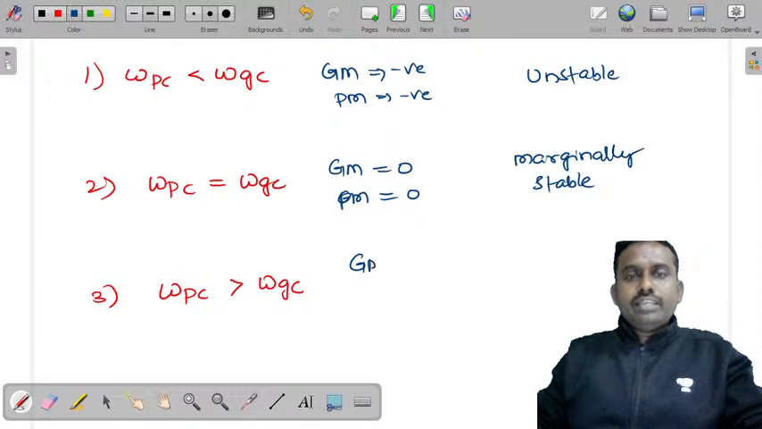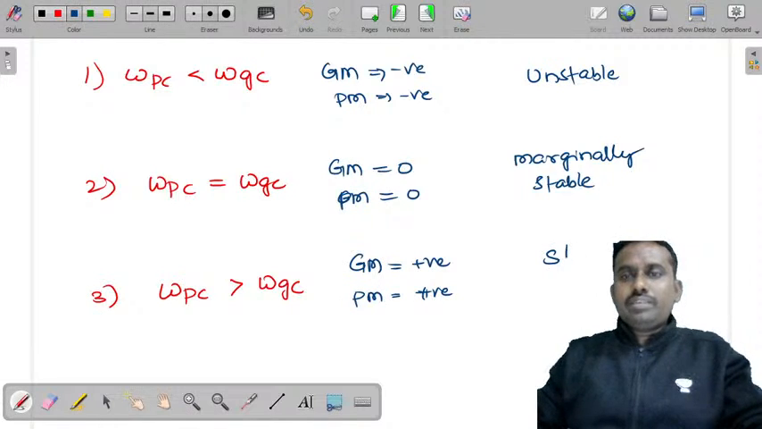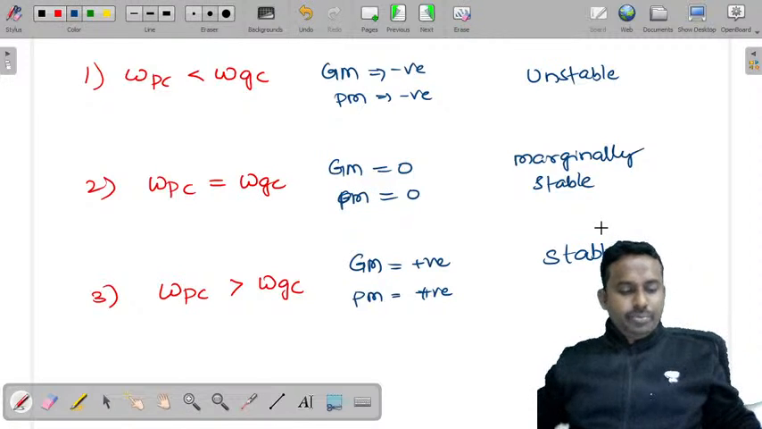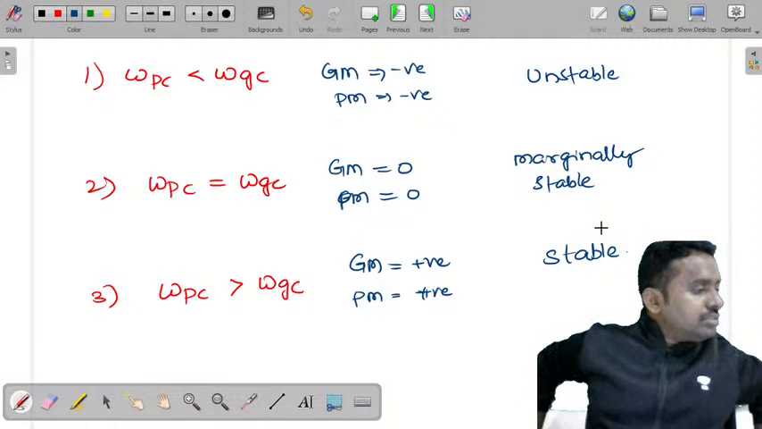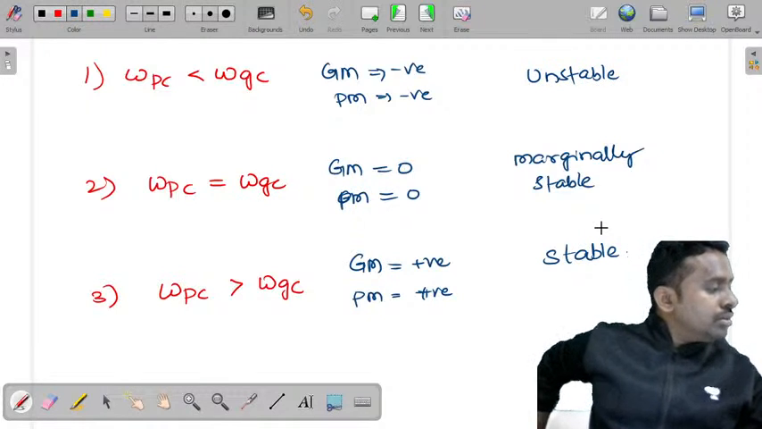And if the phase crossover frequency is greater than the gain crossover frequency, gain margin is positive and phase margin is also positive, so the system is a stable system. These are some of the points that you need to remember. Now let's take one question from the university question papers on Bode plot.